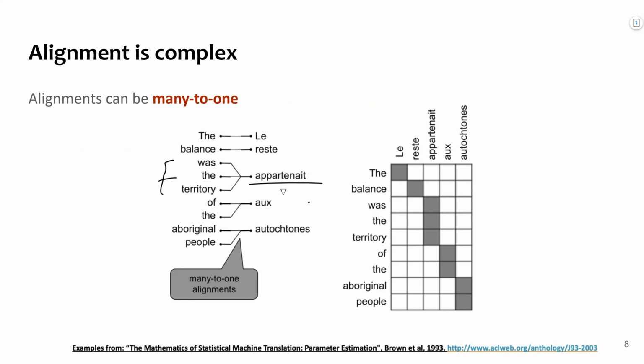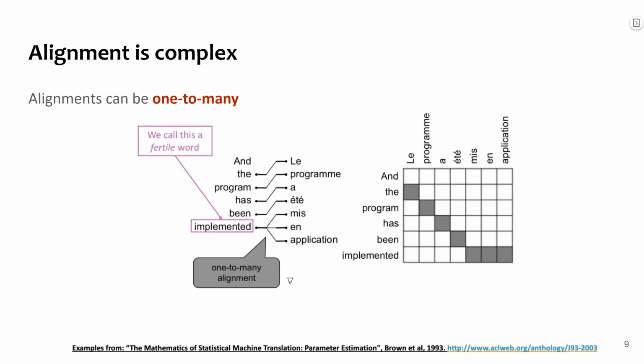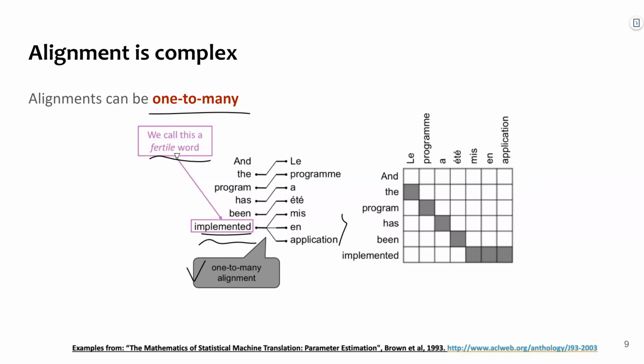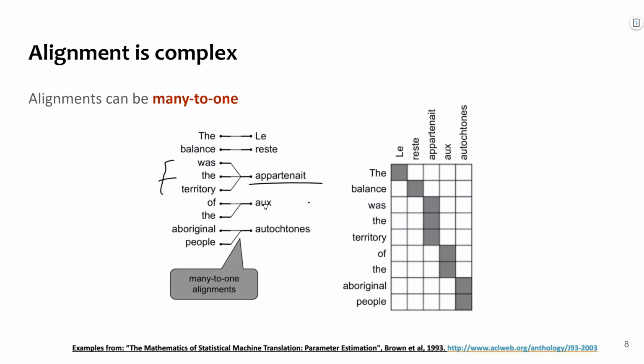And this opposite case, one to many, also happens. This implemented corresponds to these three words. And this is called one to many alignment. And we call this word corresponding to multiple words in another language a fertile word. In the previous case, this one is a fertile word. And here, this one is a fertile word.